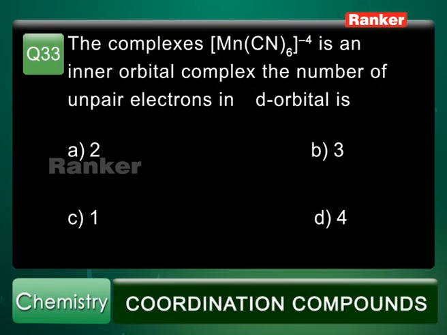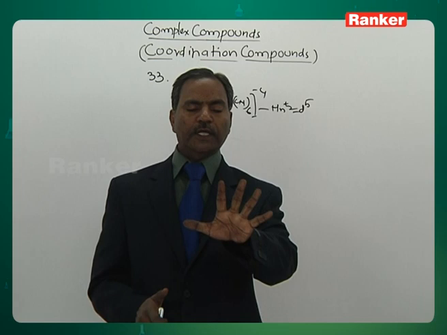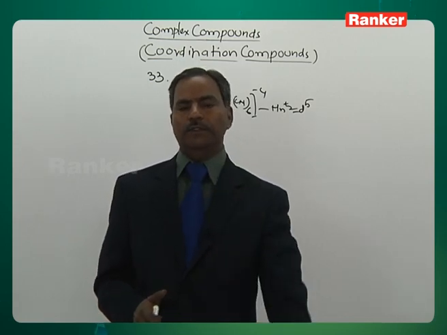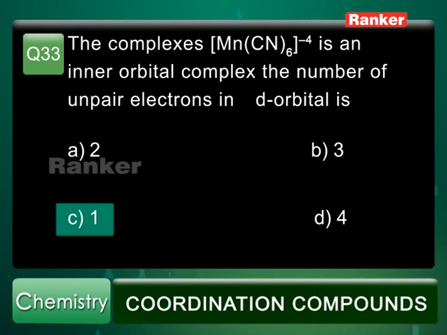So A is given as 2, B is 3 unpaired electrons, C is 1, D is 4. Only 1 unpaired electron, since the other electrons are getting paired. So 2 pairs, 1 unpaired electron. So the answer is C.